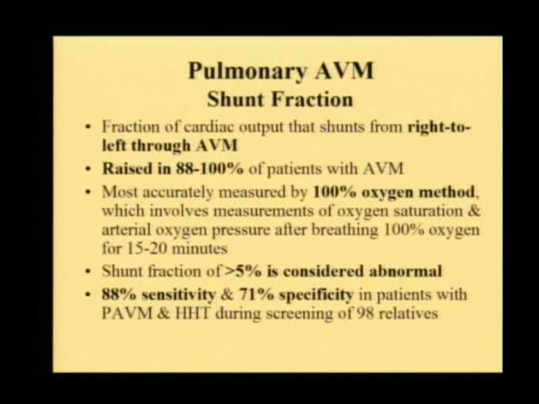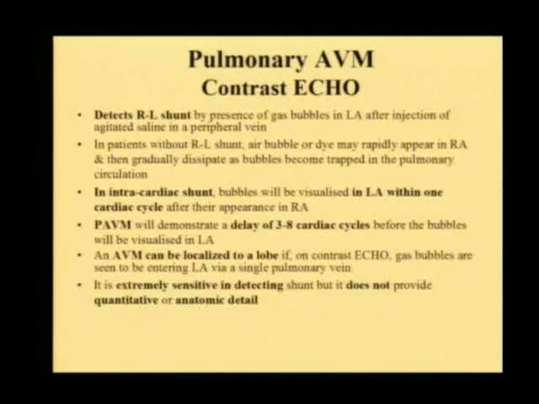Essentially what we do here is we give 100% oxygen and we measure the oxygen saturation and arterial oxygen after a period of time. A shunt fraction of more than 5% is considered abnormal, and this is abnormal in the majority of the patients with pulmonary arteriovenous malformation.